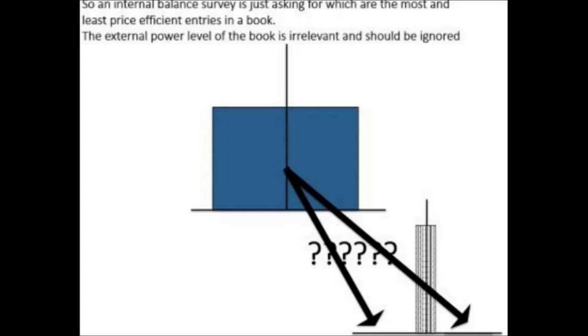Because if the book is externally underpowered, after the adjustment of the internal balance, it will normally receive additional price cuts. If the book as a whole is considered externally overpowered, then after the adjustment of the internal balance, it will get price rises.